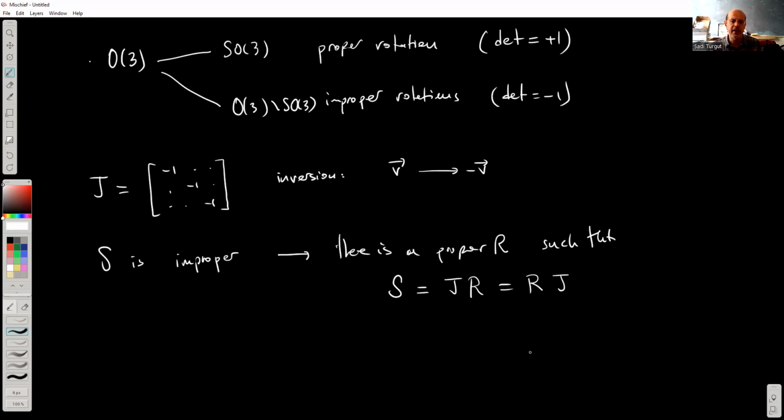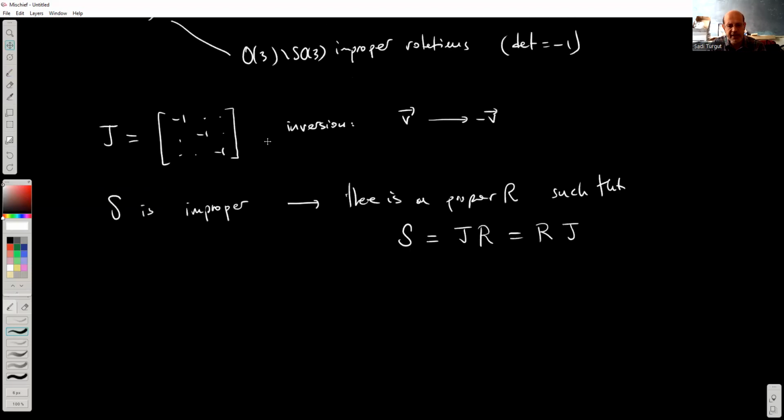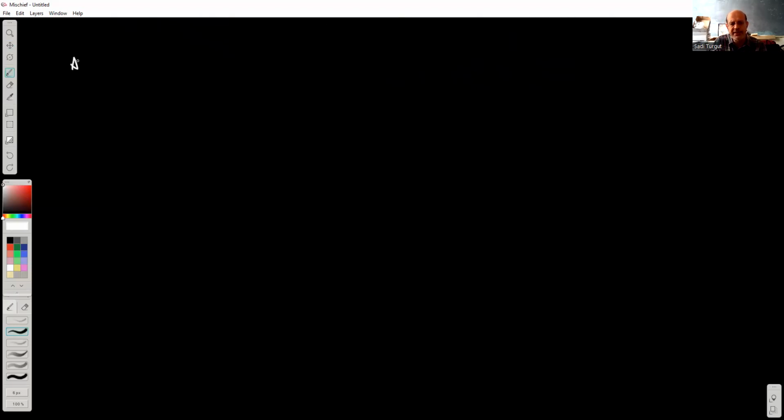So this enables us to investigate the improper rotations easily. Once we know something about the proper rotations, we can then easily describe the improper rotations. There's no problem here. So as a result, at first, I would like to describe the proper rotation. Suppose R is a proper rotation.